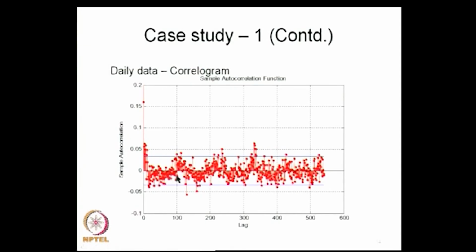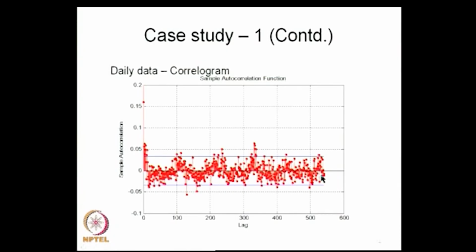So, this indicates that the daily rainfall data is likely to be uncorrelated, although there may be certain significant periodicities. For example, we are not getting a peak like 0.15, 0.2 and so on, except for lag 0, where the correlation is always 1, and lag 1, which is perhaps close to 0.15.